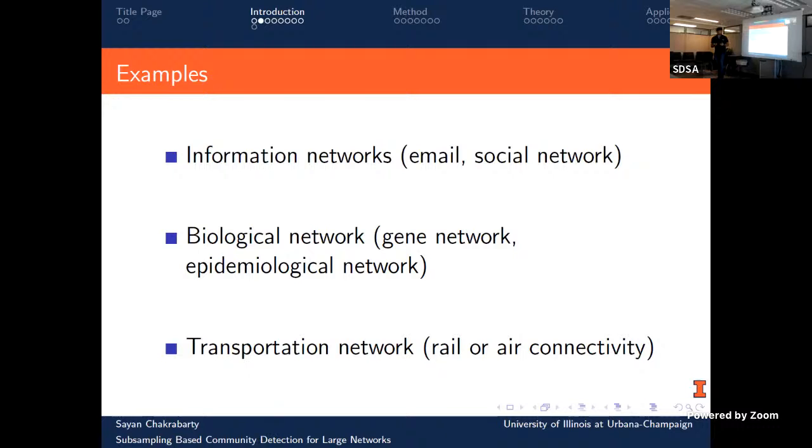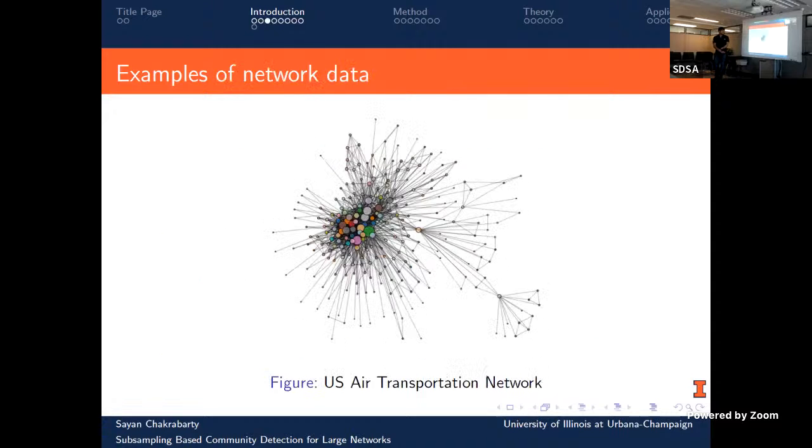Similarly, we can have biological networks where we look at, say, epidemiology, how COVID or any other pandemic spreads, or we can look at interactions between genes or proteins. Similarly, we can have other kinds of networks as well. This is an example of a US air transportation network. Here, each node represents an airport within the US, and two airports, or two nodes, are connected by an edge in this network if there's a direct flight between the two airports.